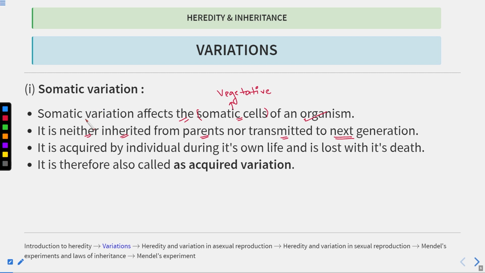Clear? Now, somatic variation is acquired by the individual during its lifetime, and it is lost with the death of the organism. That's why somatic variations are also known as acquired variations, because they are acquired by the individual during its own life. And the variations are in the somatic cells.